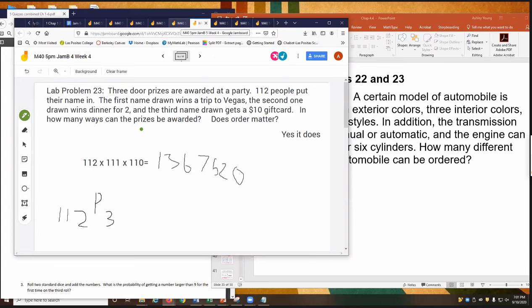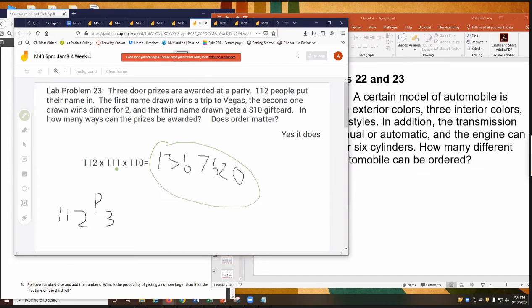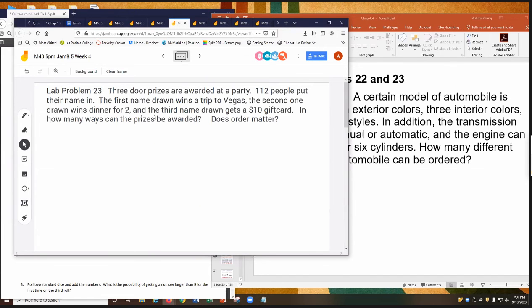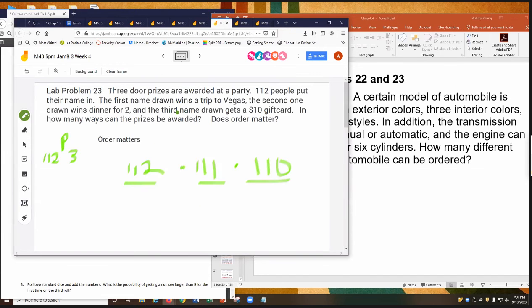For your exam, I need to see this. You need to show me your work. You need to show me what times what times what. You can't just give me the answer. I don't need this, but I do need this. This is the key part right here. That's where you get your points. You have to prove to me you understand where it comes from and what numbers to multiply.